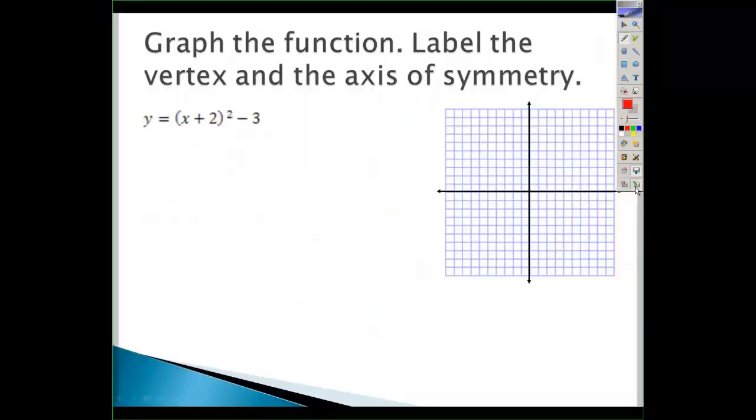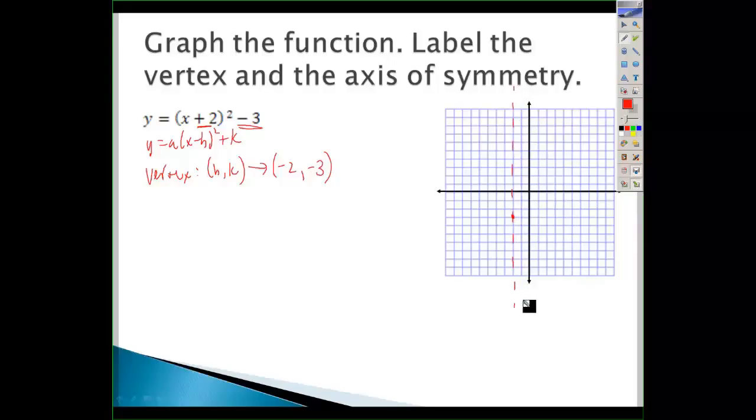Okay, so let's look at another one here. In this case, once again, I'm looking at y equals a(x minus h) squared plus k, and my vertex is (h, k). h is the opposite of what you think it is, so I'm going to say -2, and k is -3. It's exactly what you think it is. So let's start there on my graph at (-2, -3). Put my first point. I'm also going to draw my axis of symmetry because it always goes through the vertex.